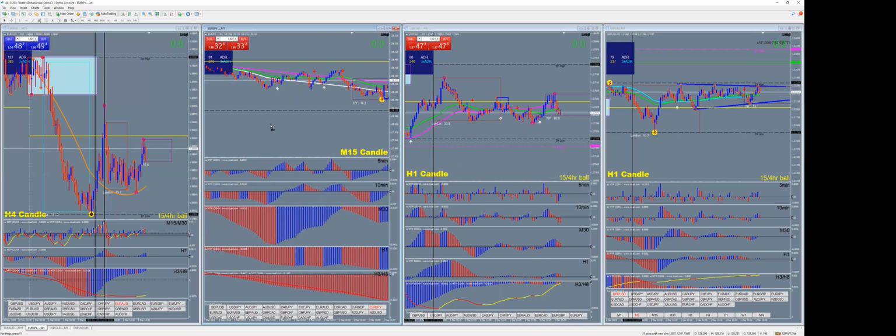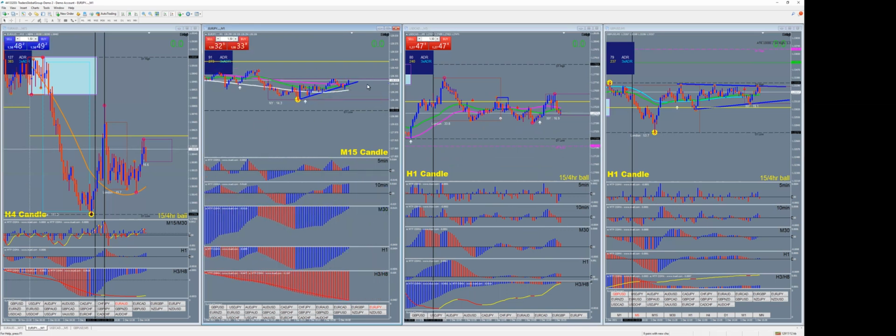Now the Euro yen looks good for a long. Let's see. It's a little late on the entry, but yeah, on that 5 minute.